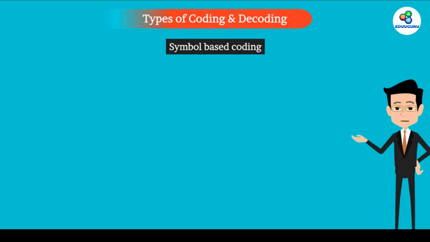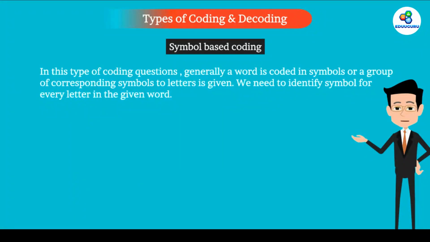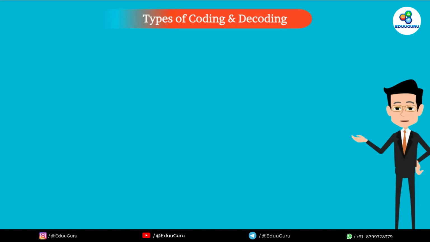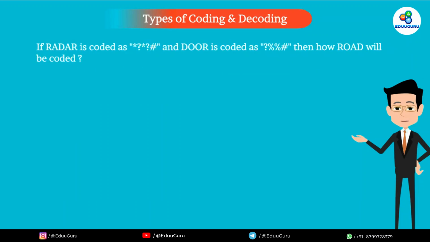Symbol-based coding. In this type of coding questions, generally a word is coded in symbols or a group of corresponding symbols to letters is given. We need to identify the symbol for every letter in the given word. For example, if radar is coded as star, question mark, star, question mark, hash, and door is coded as question mark, percentage, percentage, hash, then how will road be coded?